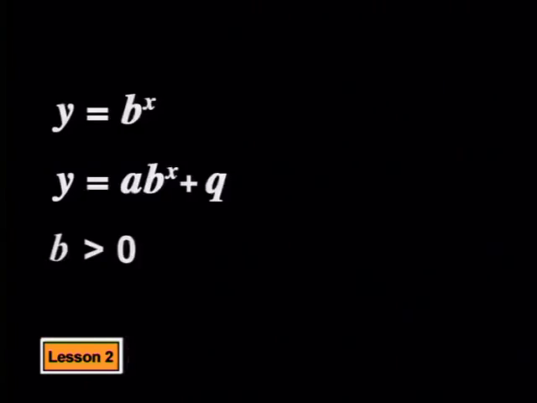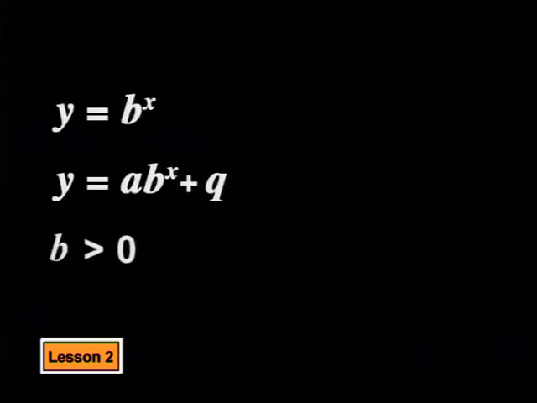The problem is that there isn't just one graph that represents y equals b to the power of x. Fortunately, the base for the graph will always be given, and for each b value, there is a whole family of exponential functions. So for each given b value greater than 0, we can change the a value and the q value of the formula to see what effect this has on the graph.